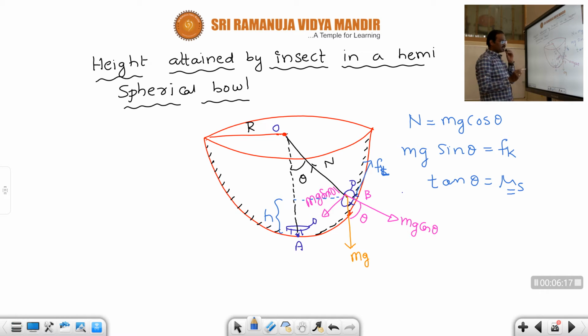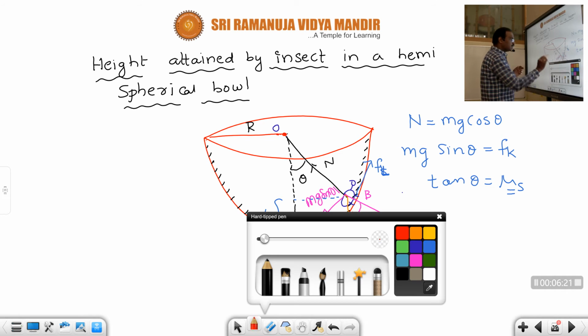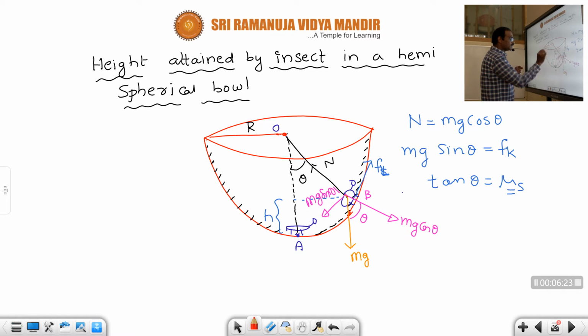Now, what is the height raised? That is the question. Here, this is the total height. Total means from O to A, it is R, the radius. Here this is also the radius. Now height h, from the figure: this is O, this is A and this is B. I will take this as point M.